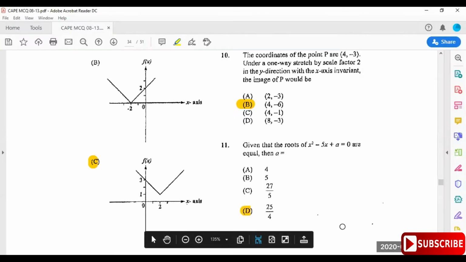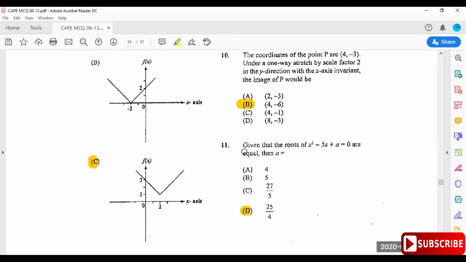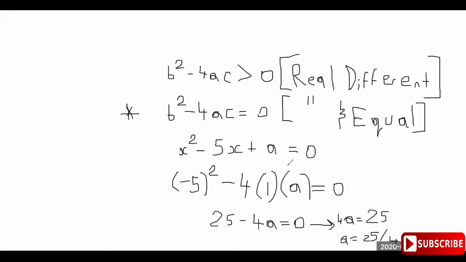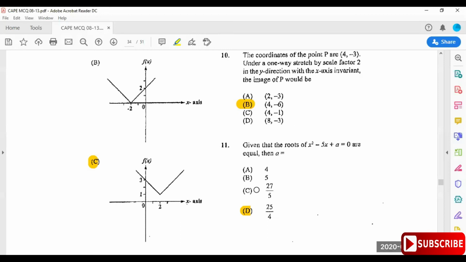25 over 4 is greater than 0, so does that mean the roots are real and distinct? Well, the roots are real and equal in this case because we set it equal to 0. If we were solving for this to be greater than 0, then a would have been greater than 25 over 4. So that's what this question tested you on.